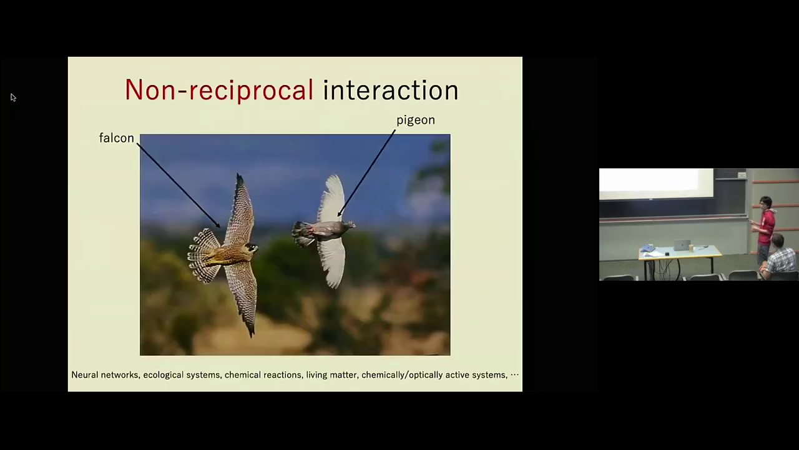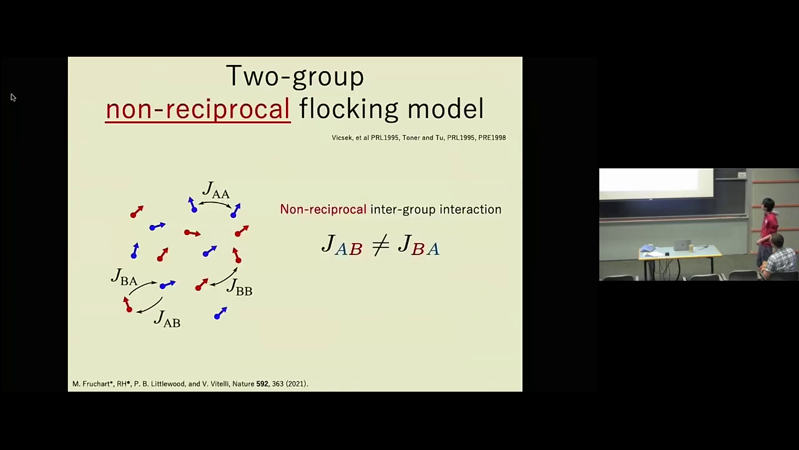I don't think I need to introduce non-reciprocal interactions, thanks to this audience, but as you probably know, there are many systems that have non-reciprocal interactions, such as neural networks, ecological systems, active soft matter, and so on. Just to give a clue about what's going to happen and what is relevant to this work, let me introduce what is now called the non-reciprocal phase transition.